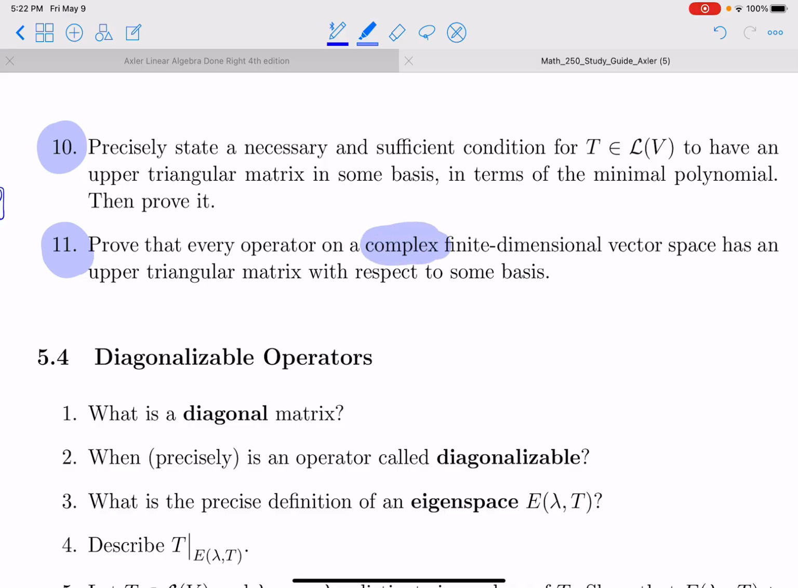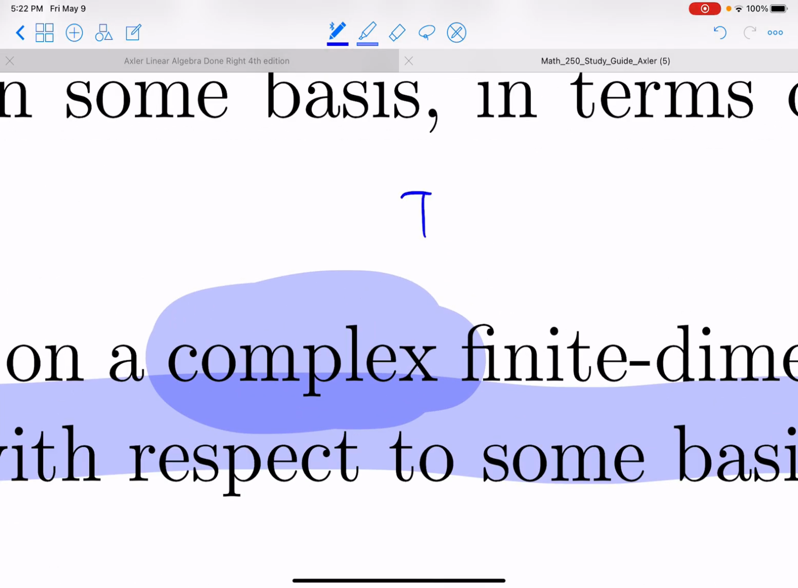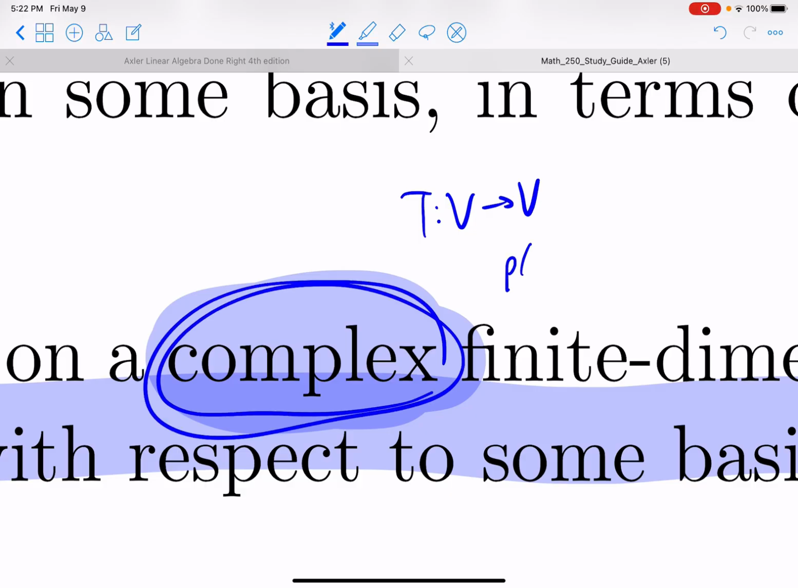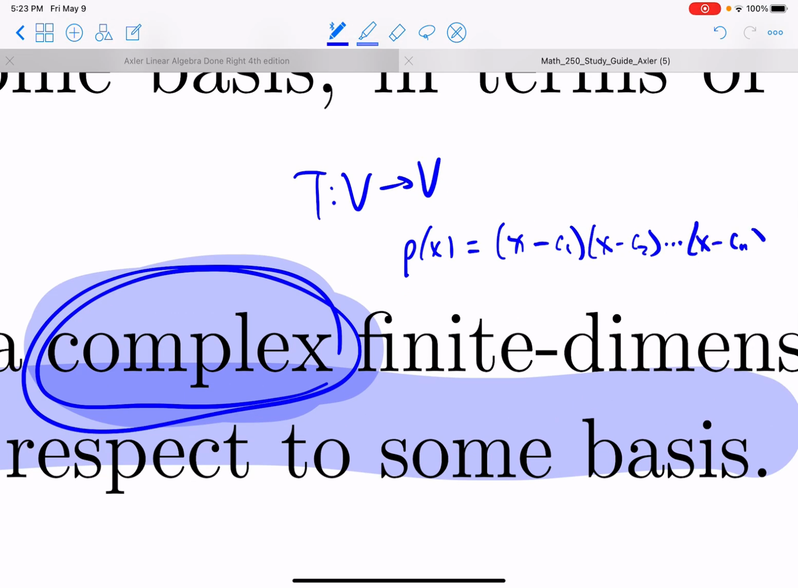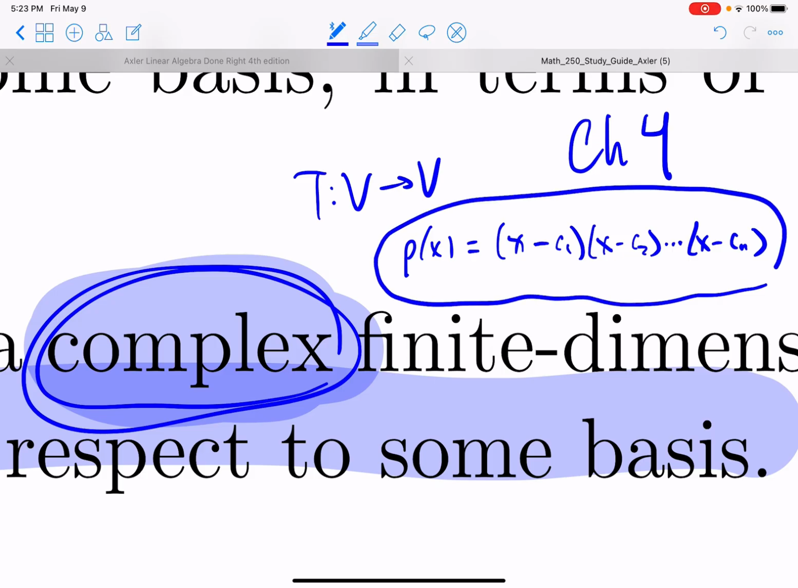So here now we require complex. Every operator on a complex finite-dimensional vector space has an upper triangular matrix. Why is that true? Why do we need complex? Because every operator has a minimal polynomial, but over the complex numbers, every polynomial factors into linear factors, because those are the roots. Look at chapter 4; you need to know that. So over the complex numbers, your minimal polynomial, which always exists, factors into linear factors every time. You always have roots.